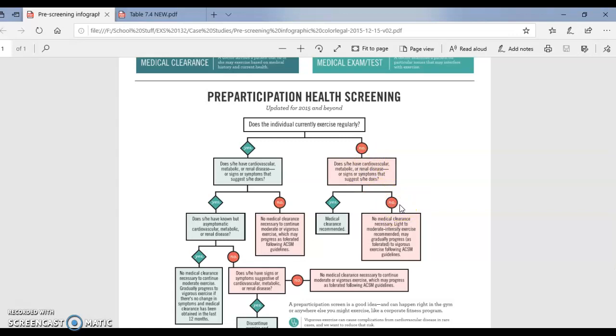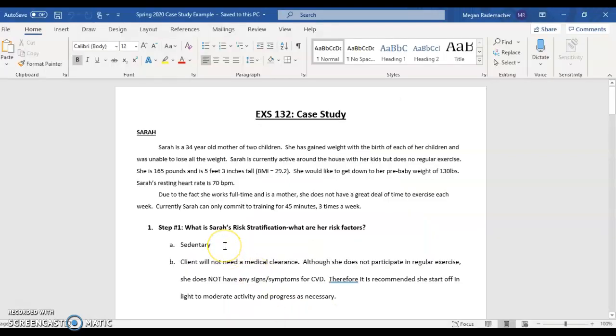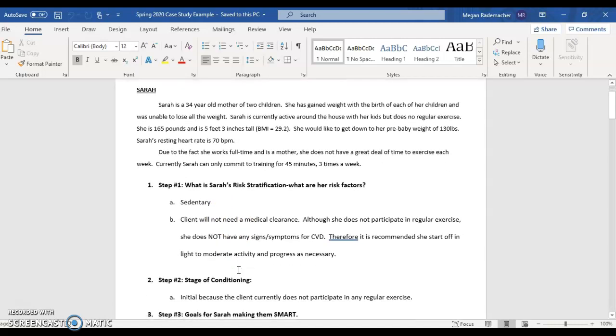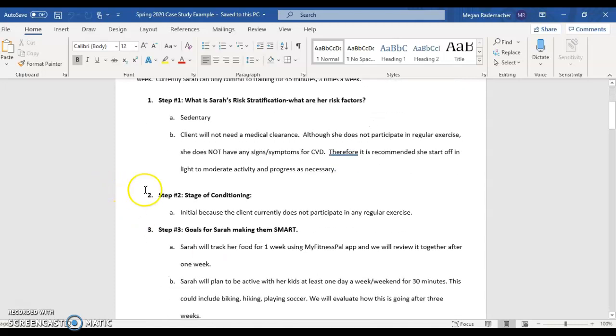Light to moderate exercise intensity would be recommended, and we can gradually progress to vigorous as long as we follow those ACSM recommendations. So our only risk factor that we found for Sarah was that she is sedentary, and she will not need medical clearance. Okay. So our step 2 is stage of conditioning.